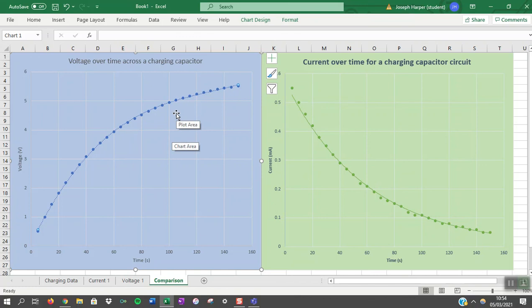However, we have current decreasing and voltage increasing. So we have current decreasing and voltage increasing over time for a charging capacitor circuit, but the rate of change of both is greater at the start of the experiment when compared to the end of the experiment.